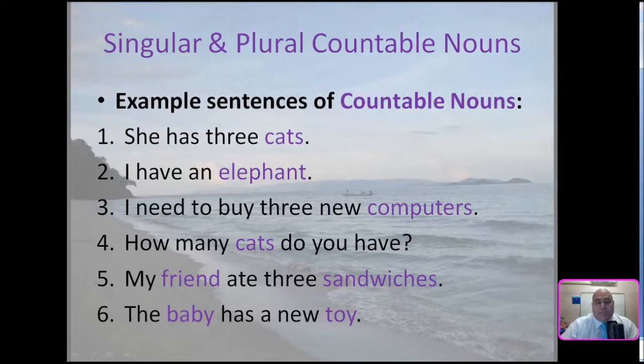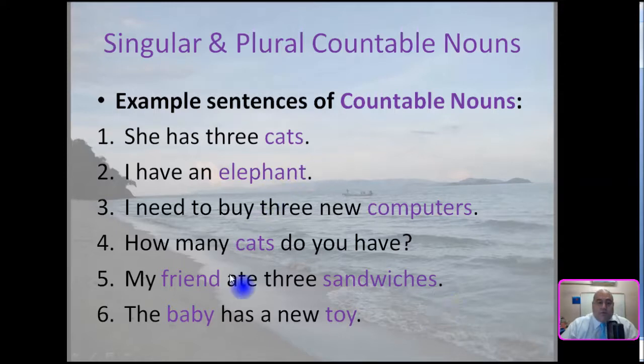Here's some example sentences with countable nouns. Sentence number 1. She has 3 cats. Number 2. I have an elephant. Number 3. I need to buy 3 new computers. Number 4. How many cats do you have? Number 5. My friend ate 3 sandwiches. Number 6. The baby has a new toy.